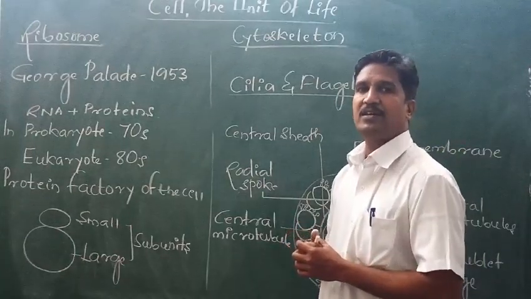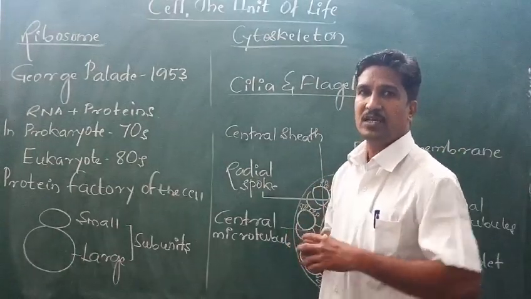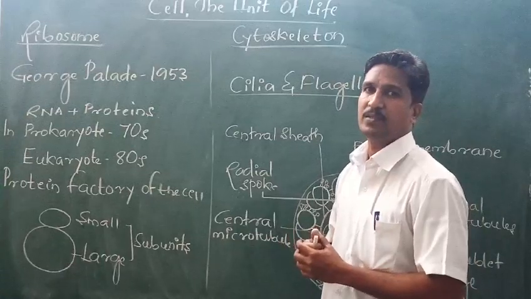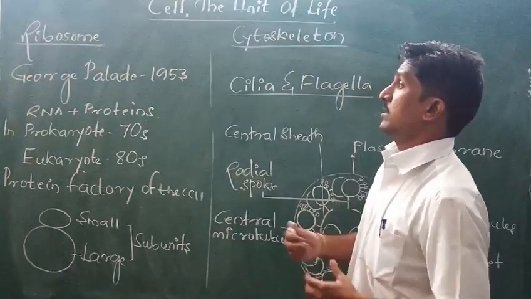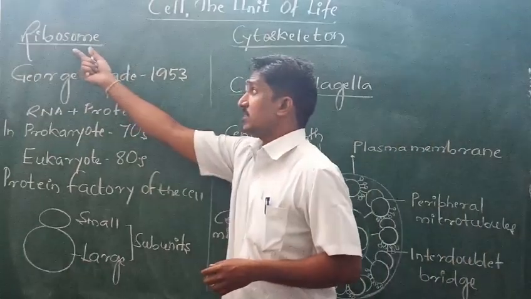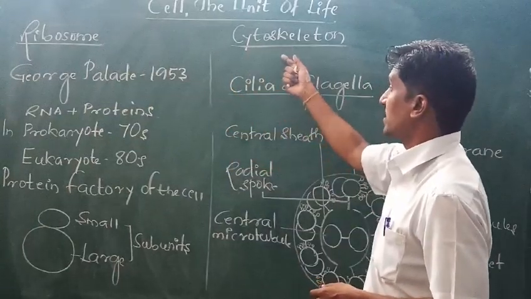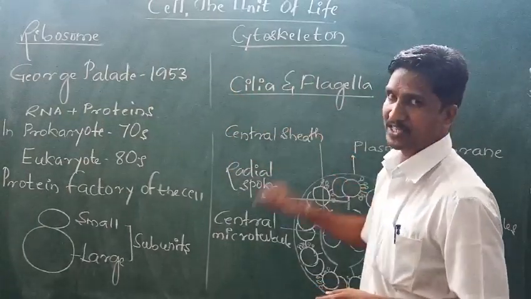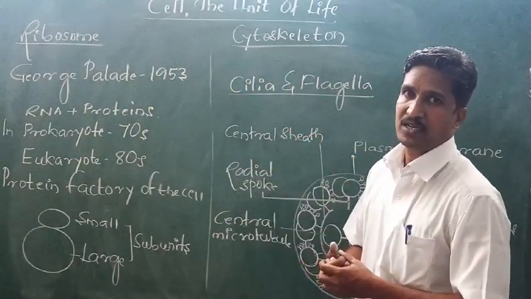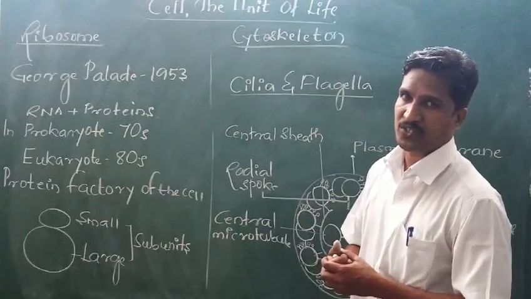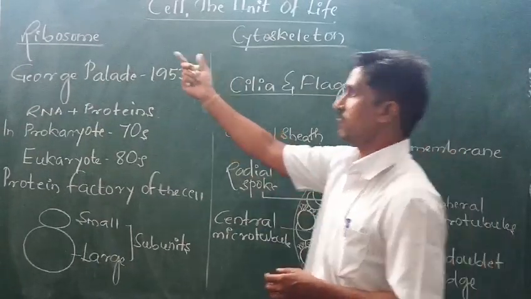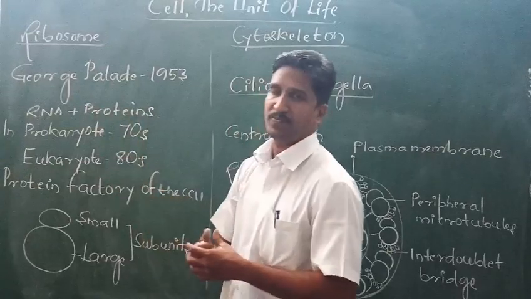Today we are learning two more cell organelles, in continuity with yesterday's. So today the ribosome is one cell organelle, another one is the cytoskeleton, and another is cilia and flagella. These are the three different structures of the cell you are going to study. So let us first study these ribosomes.